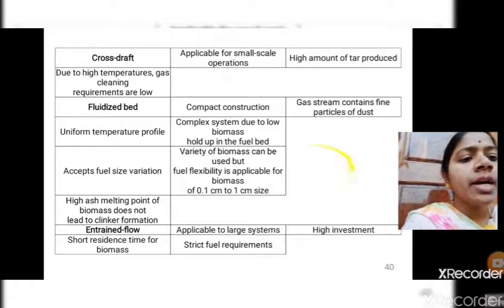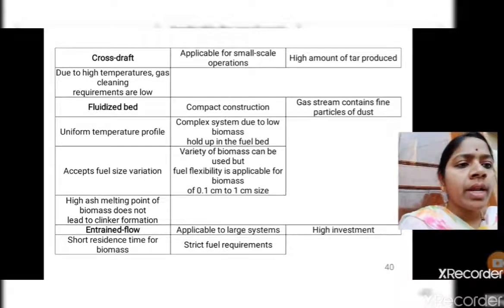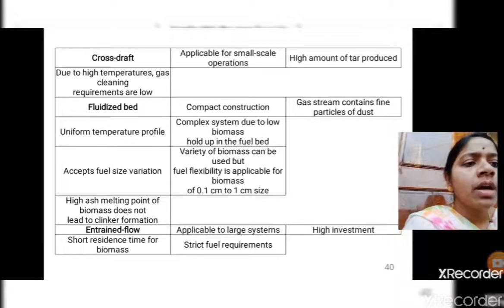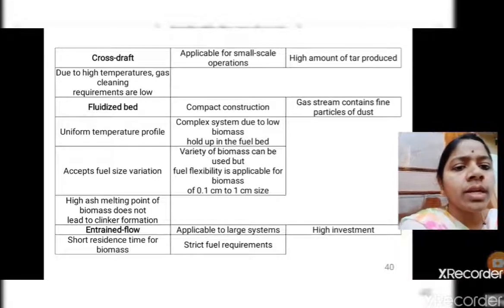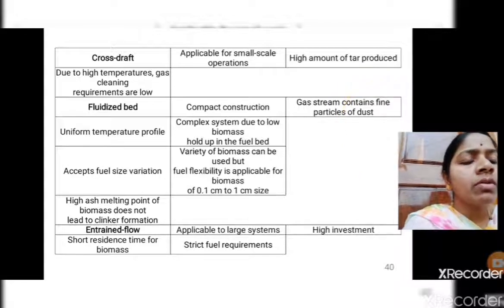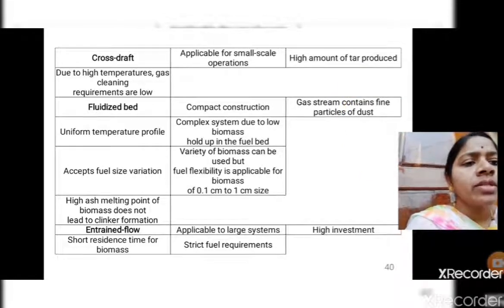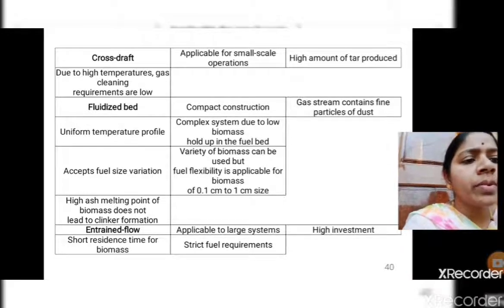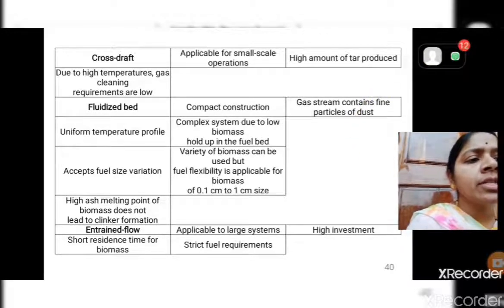Because the entire reaction takes place in a single bed, the drying, pyrolysis, oxidation and reduction. So once the gas comes out, along with the ash, because there is no clinkering and no slagging formation, whatever ash particles come will be suspended. So when we are taking the gas out of the fluidized bed, it contains mainly that ash. Therefore it passes through the cyclone separator, which is integrated with the fluidized bed.